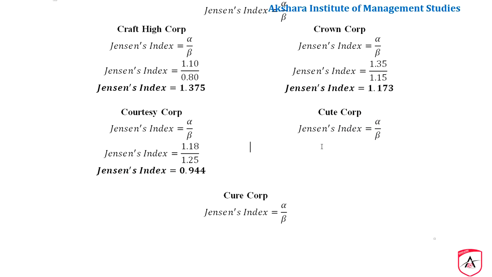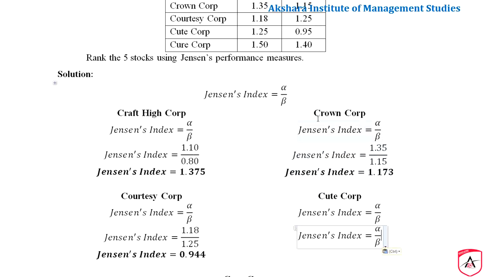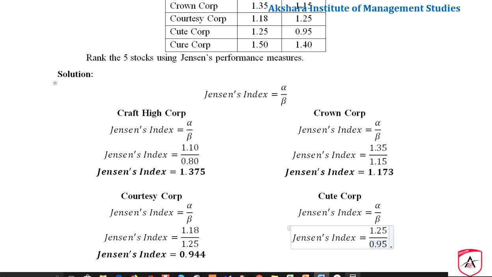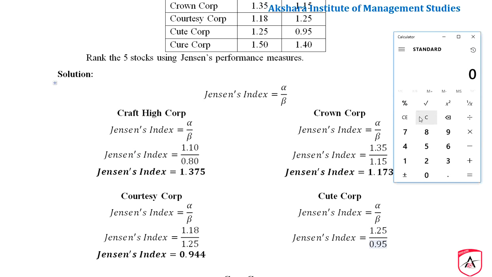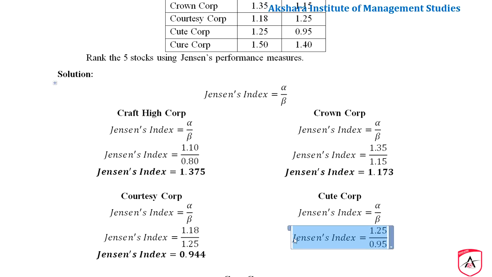For Cute Corp, alpha is 1.25, beta is 0.95, and divide this using the calculator. 1.25 divided by 0.95 becomes 1.315.